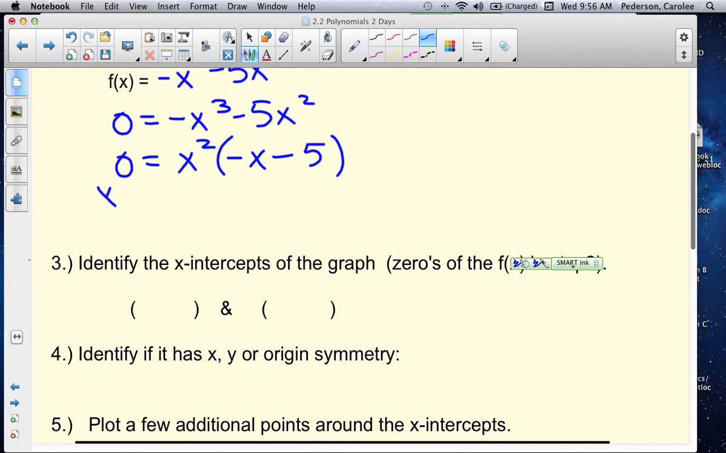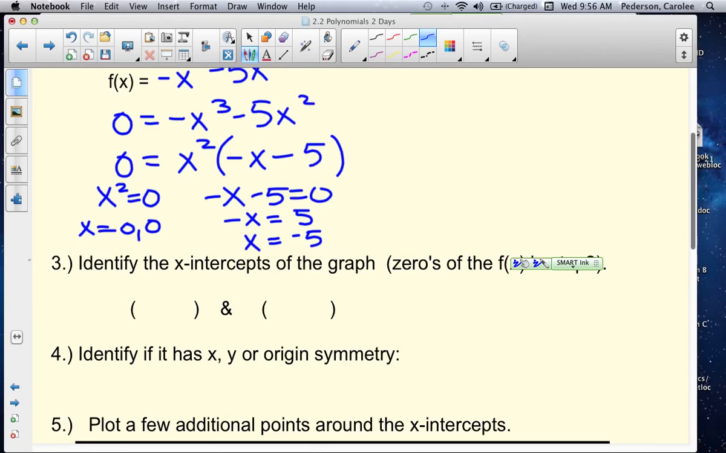Then I set the factors equal to 0 and solve for x. So in this case, we're going to square root this answer, and we get that repeated 0 that we told you about yesterday. Don't worry about it until today. We'll talk about it. Then over here, negative x equals positive 5. So then x equals negative 5. So then identify the x-intercepts, (0, 0) and (negative 5, 0). I'll give you a little bit of time to catch up there.